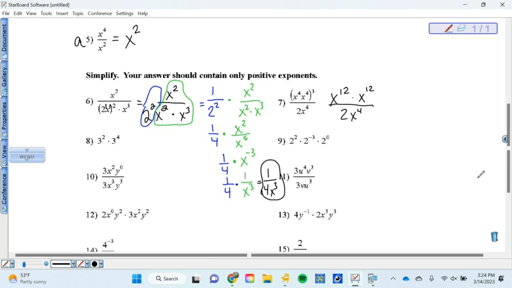What do you think I can simplify? Yes, let's simplify the numerator. X to the 12th times x to the 12th. What do I do when I'm multiplying with exponents? 12 plus 12 is? So x to the 24th over 2x to the 4th.